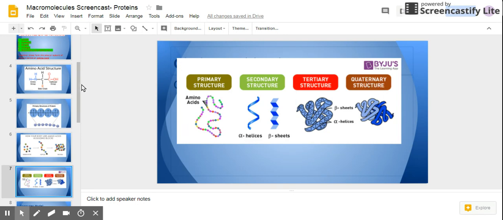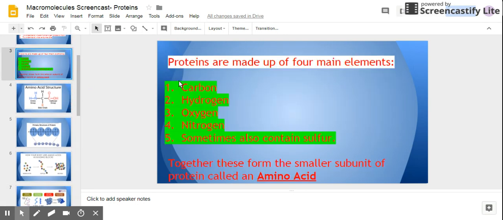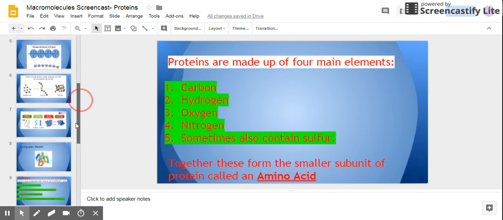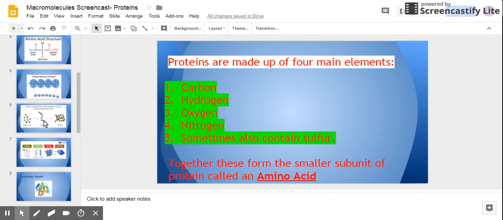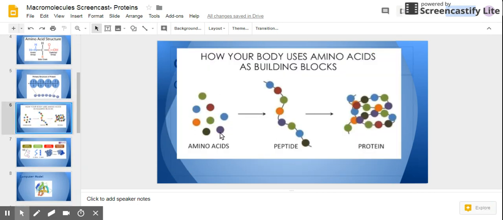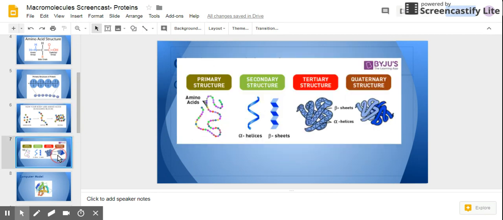So that gives us a little bit more understanding of how we get to carbon, hydrogen, oxygen, and nitrogen, but then also sometimes sulfur in our proteins. And that again explains why these are macromolecules, because you can have hundreds and hundreds and hundreds of amino acids coming together to form the proteins.